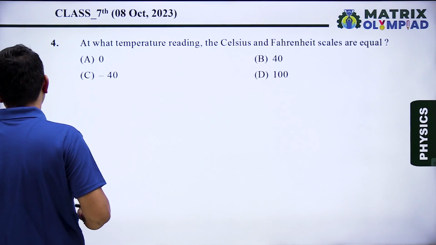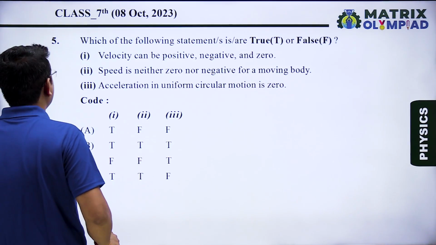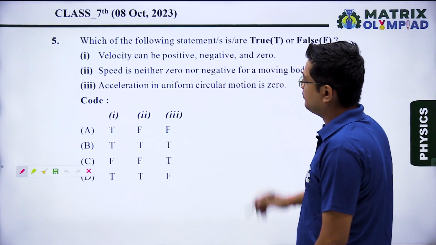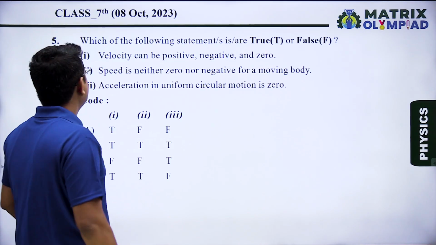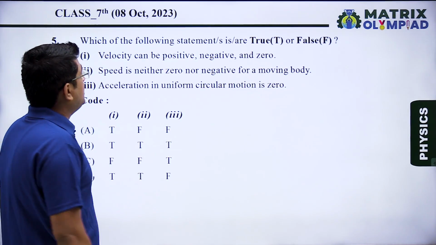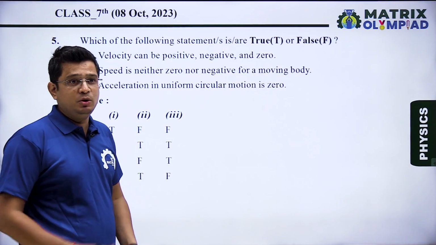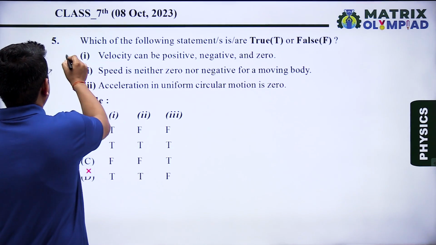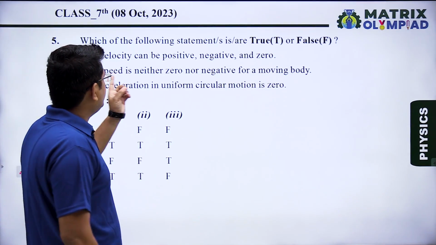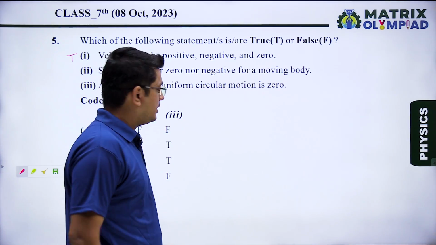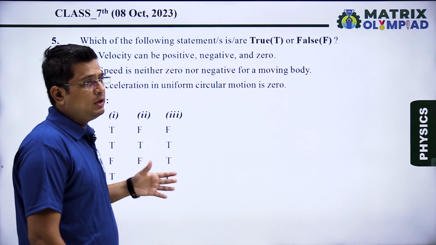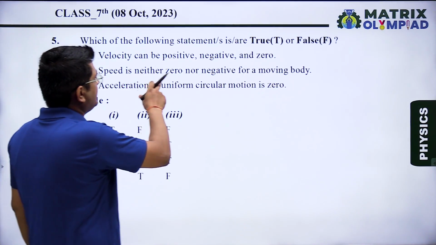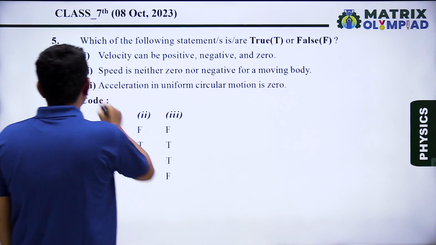Next question number 5. In question number 5, it is asked which of the following statements are true or false. We have to check which are true and which are false statements. Number 1, velocity can be positive, negative and 0. As we know that velocity is a vector quantity, so it can be positive, negative or 0. So statement first is true. Speed is neither 0 nor negative for a moving body. We can say here, for a moving body, speed cannot be 0 or negative. It is also a true statement.